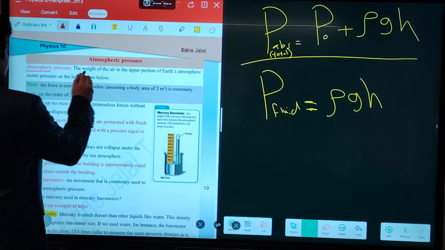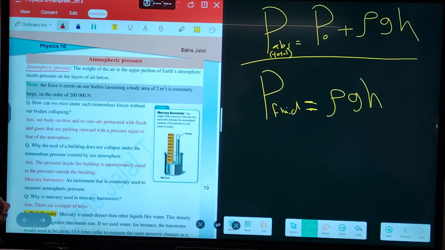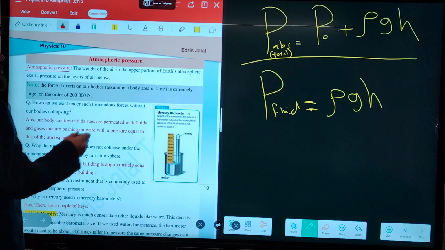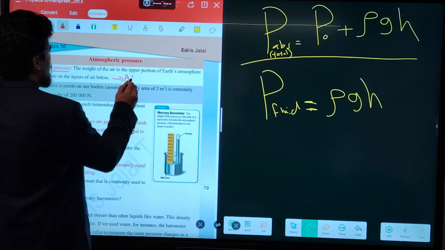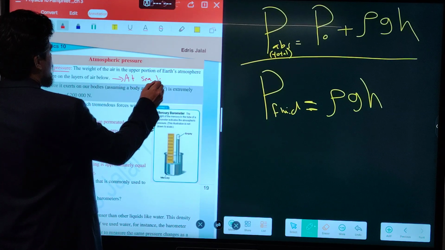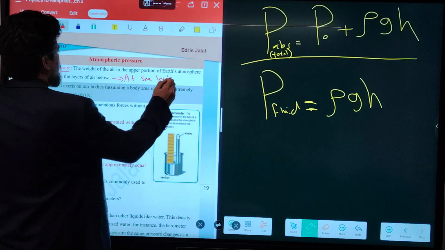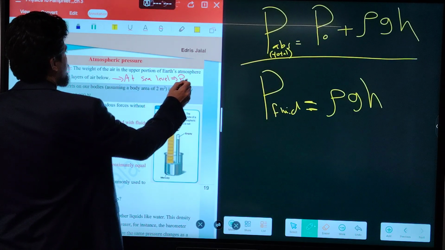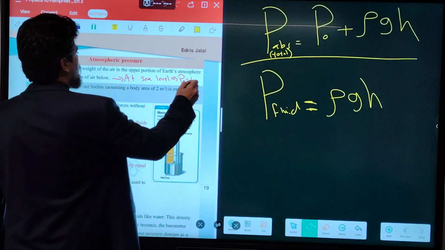Atmospheric pressure: we studied that the weight of the air in the upper portion of the Earth's atmosphere exerts a pressure on the layers of the air below. At sea level, P atmosphere is equal to what?